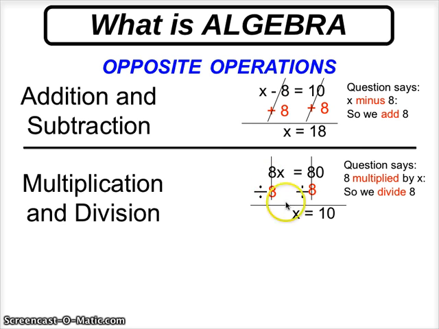Down here, I just want 1x. I don't need to show the 1 in front of it, but that's what I'm looking for. So 8 divided by 8 does give me the 1x that I need, and because I divided the left-hand side by 8, I must divide the right side by 8, and I get 80 divided by 8 equals 10. So x equals 10.